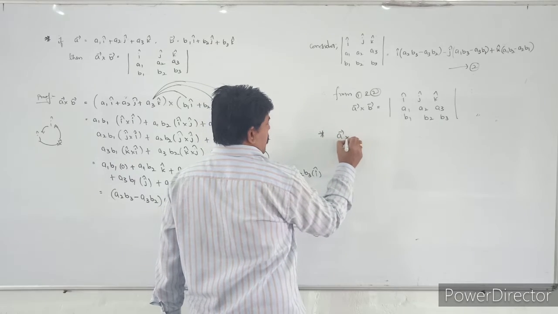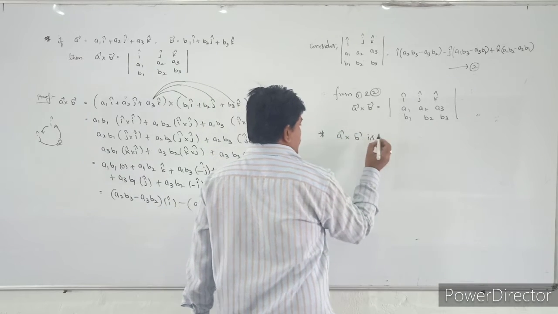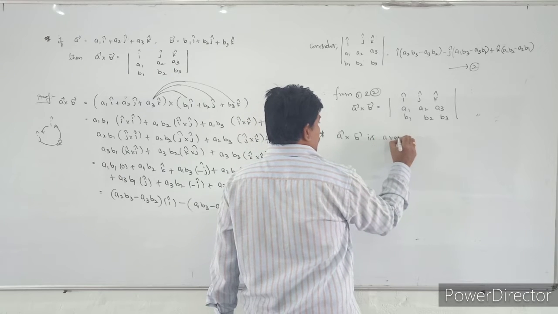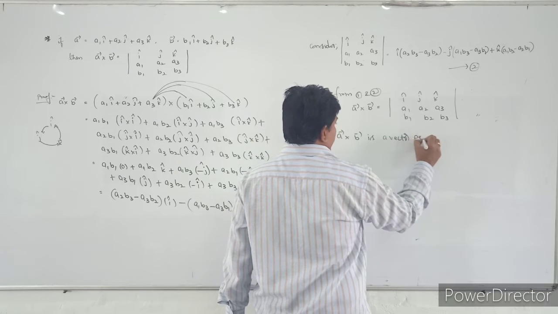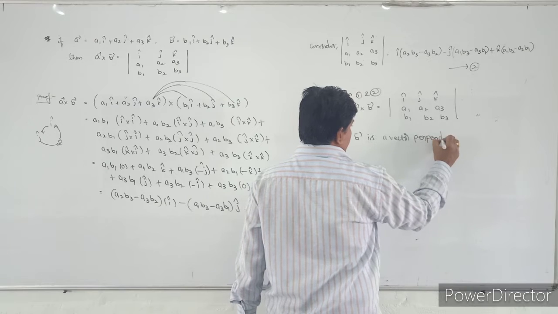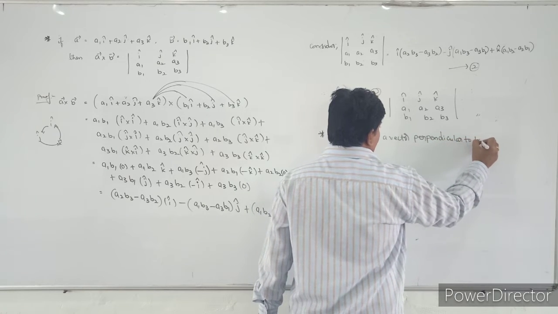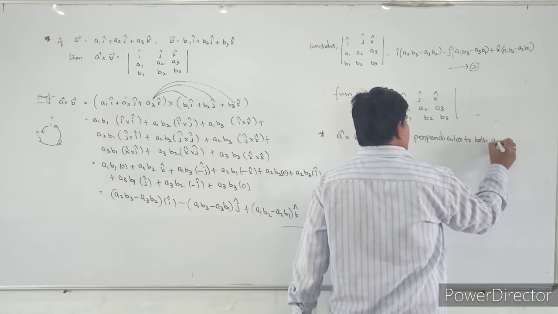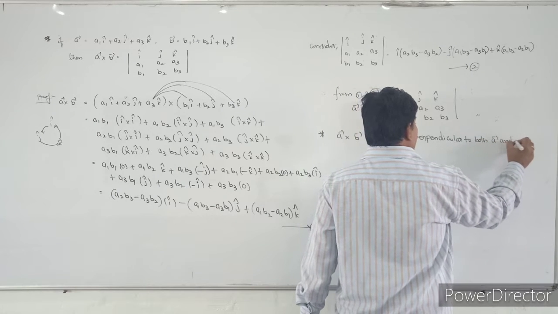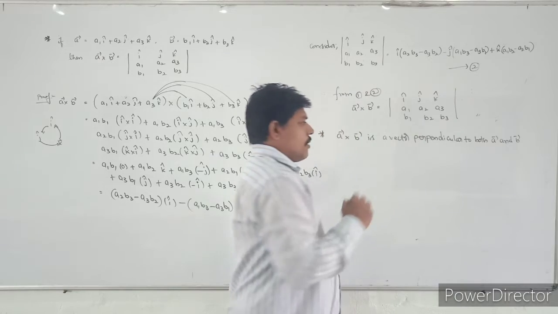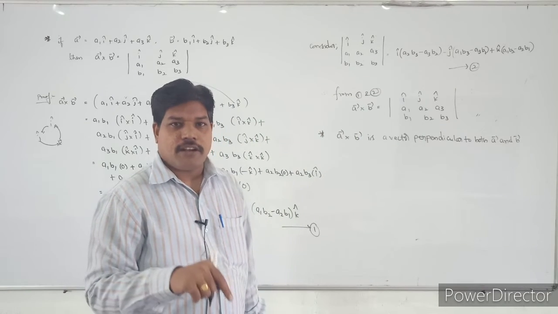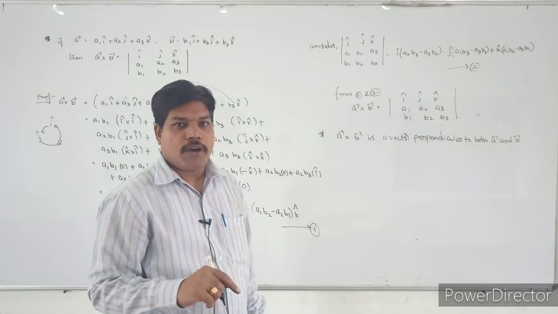A bar cross B bar is a vector perpendicular to both A bar and B bar. So what is A bar cross B bar? A bar cross B bar is a vector which is perpendicular to both A bar and B bar.